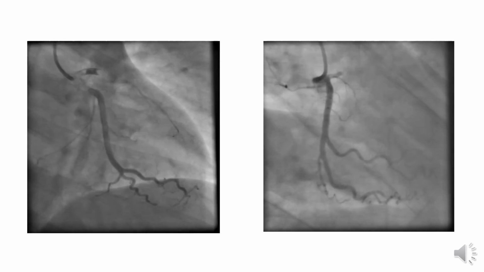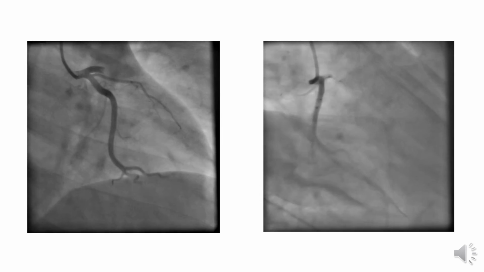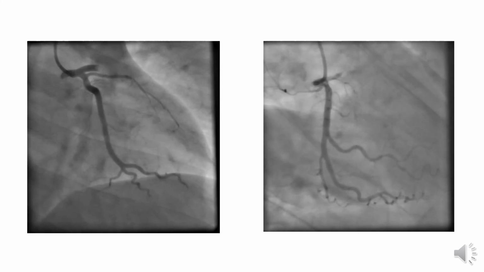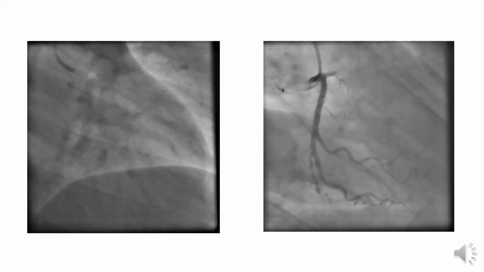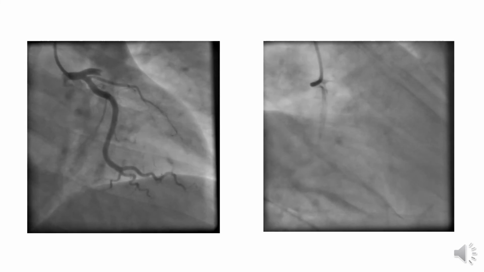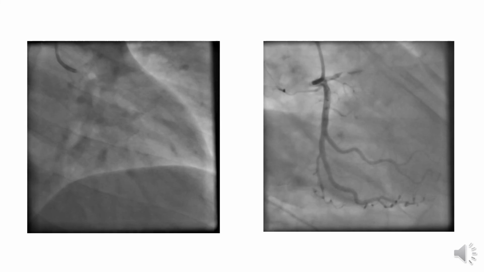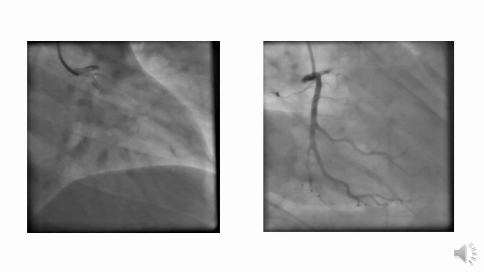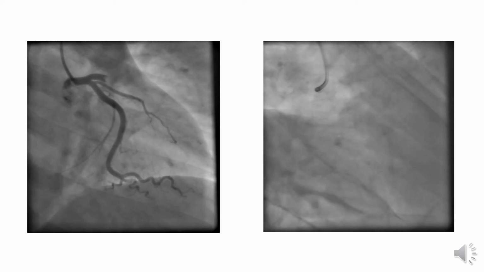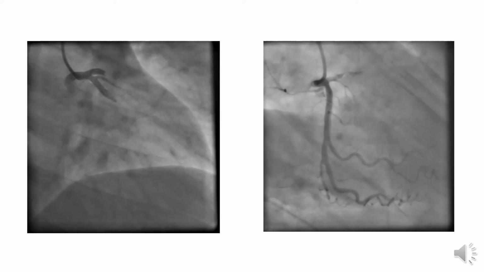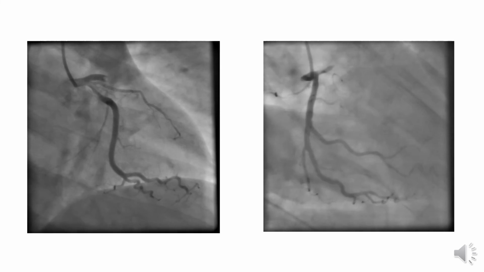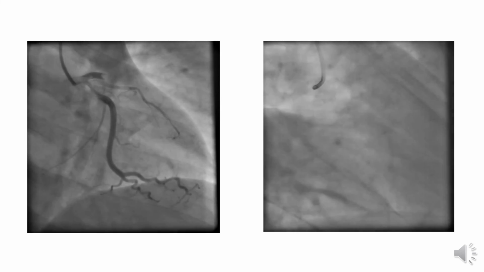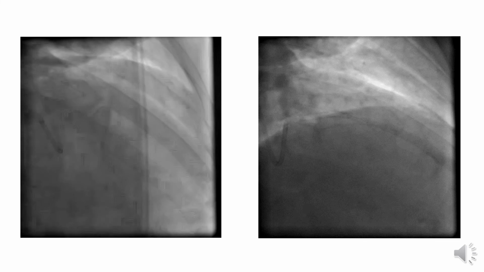As we discussed before, this view is the right caudal view. Here is the left main, and here is the circumflex artery. And this is the LAD showing proximal total thrombotic occlusion with no trickling of dye. So this is TIMI zero flow. In this picture there is a similar right caudal view, but with a slight trickling of dye, not reaching beyond the mid segment of the vessel, so it might be TIMI 1.